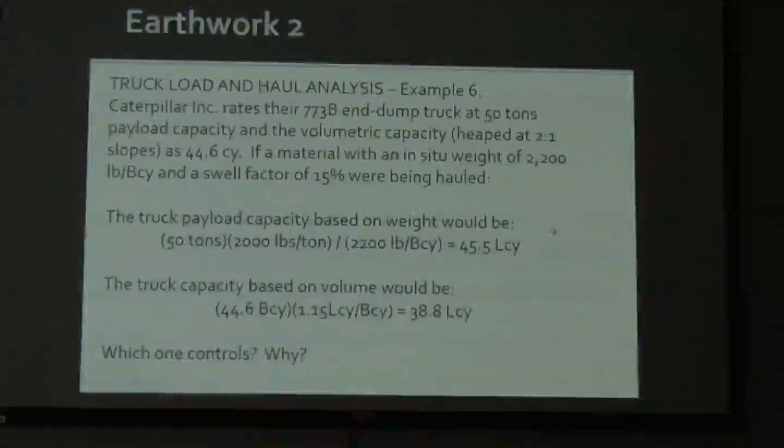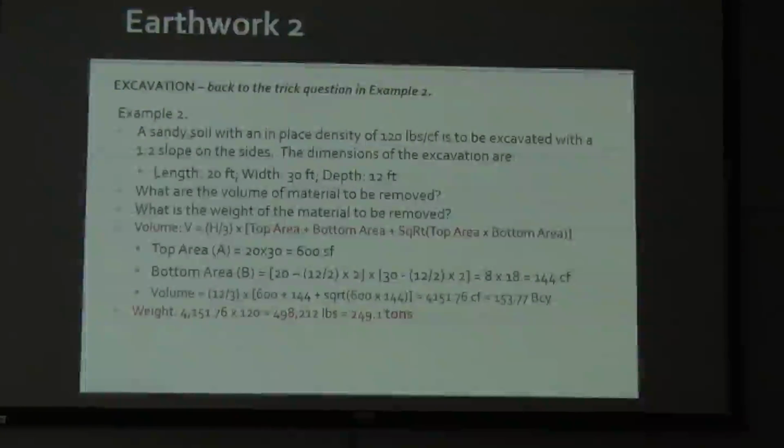Example 2. A sandy soil with an in-place density of 120 pounds per cubic foot is to be excavated with a 1-to-2 slope on the sides. The dimensions of the excavation are 20 length, 30 width, and 12 depth. So we have slopes on the side. What is the volume of material to be removed? What is the weight of material to be removed?